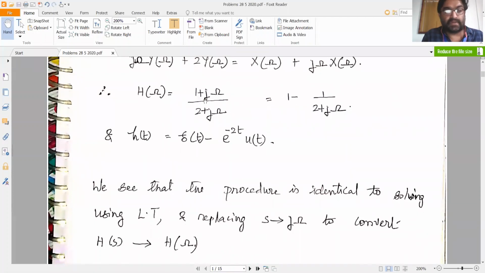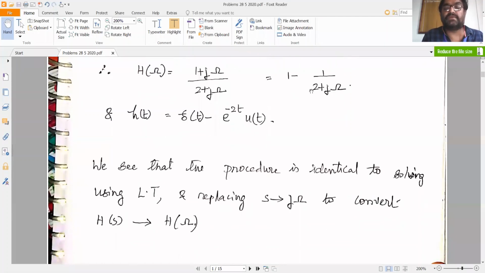So you have an improper rational function as discussed earlier for the case of Laplace transforms, which means that the order of the numerator and the order of the denominator are the same. Order refers to the power of omega. Earlier we had represented this in terms of the transfer function, which is h of s. Now we are talking about a frequency response, which we will call h of omega. H of omega is equal to 1 plus j omega by 2 plus j omega, which you can write as 1 minus 1 by 2 plus j omega.